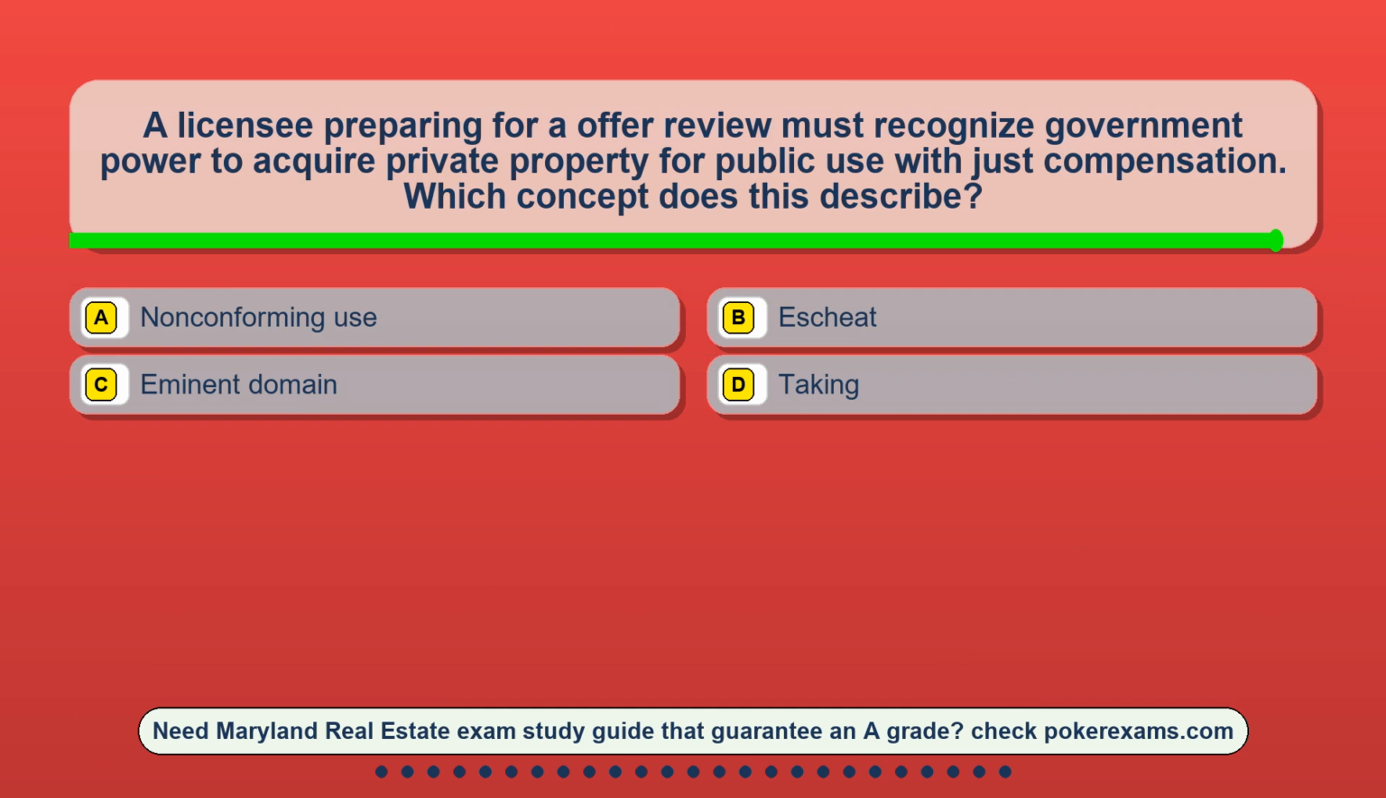Question 6. A licensee preparing for an offer review must recognize government power to acquire private property for public use with just compensation. Which concept does this describe? Option A, nonconforming use. Option B, escheat. Option C, eminent domain. Option D, taking.